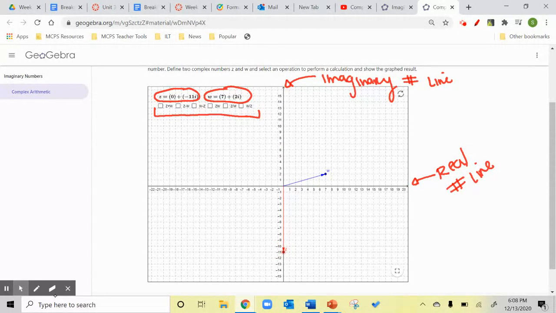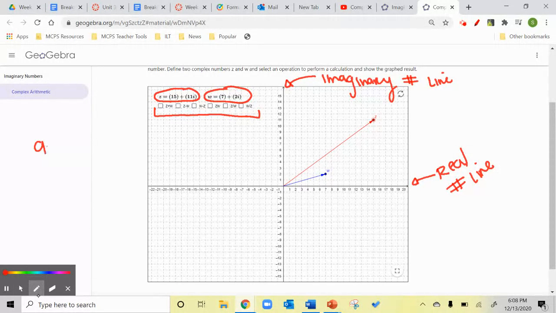It's pure imaginary. When I go along the real number line, it's just pure real. There's no imaginary component. When I go somewhere out here, no matter which quadrant or which part I go to, I end up with both a real and an imaginary part to this number. This is what a complex number looks like.